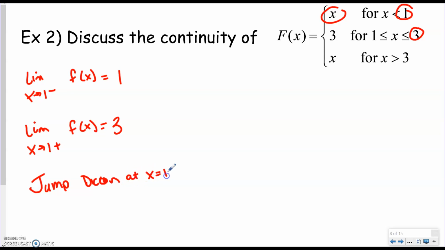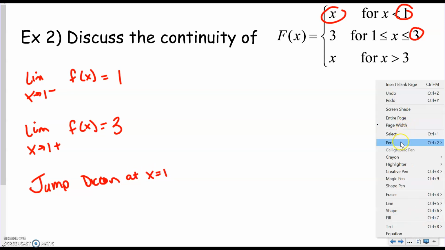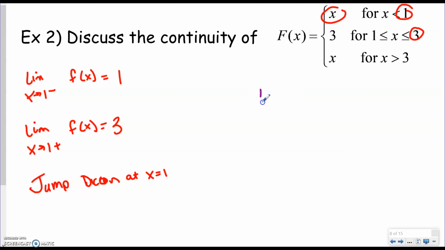at x equals 1. We're going to do the same thing for 3. So the limit as x approaches 3 from the left of the function, and the limit as x approaches 3 from the right of the function.